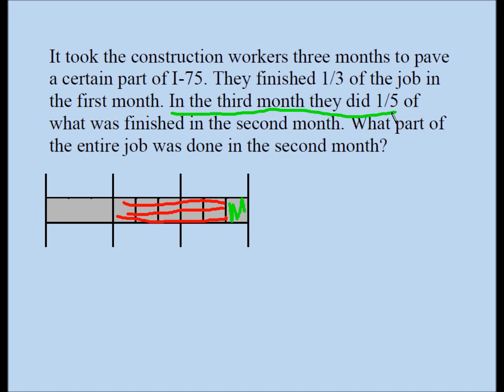Read this and make sure you're okay with that statement. In the third month, they did 1/5 of what they did in the second month. Take a look at it. It works. And this is a time to pause and reflect and make sure you get the step. This is the most difficult or challenging part of this problem. Let's erase everything. And this is what we have.